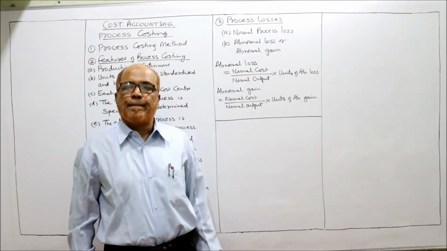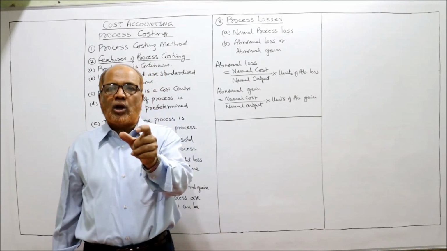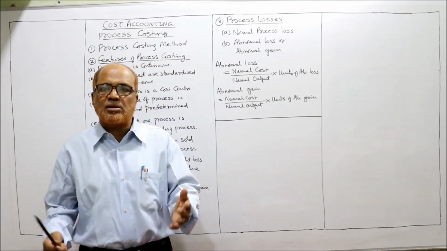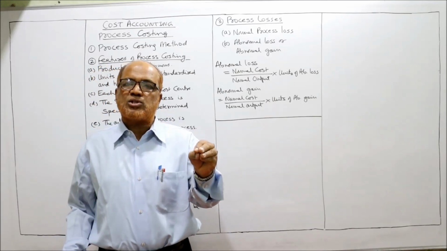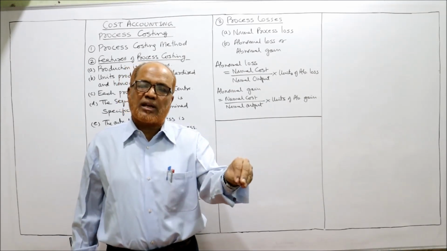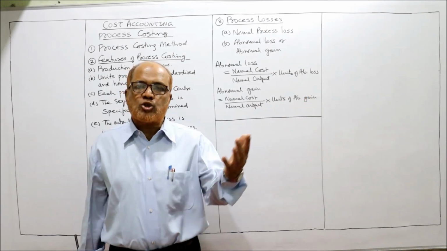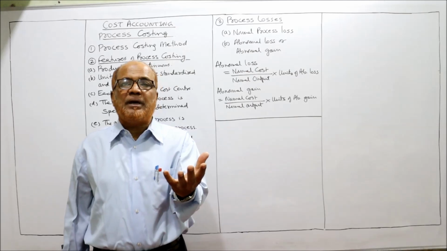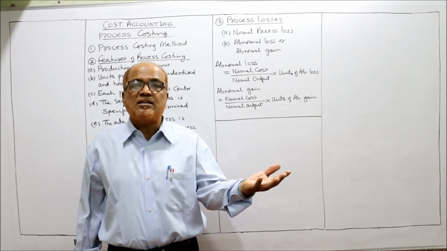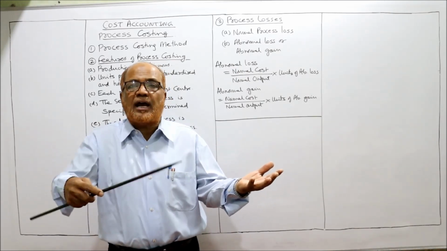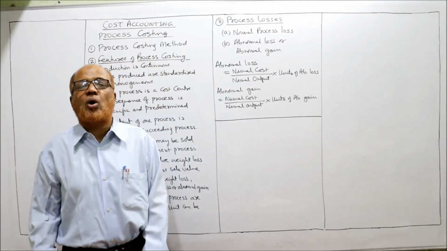Then what is an abnormal gain? The actual loss is less than the expected loss. Simple example, the sugar manufacturer expects that 10% is the loss during processing. 100 tons of sugar cane are introduced, 10% loss, so actual output should be 90 tons. But in a particular period, we got 95 tons of sugar. So this 5 tons extra sugar we got, that is called abnormal gain.